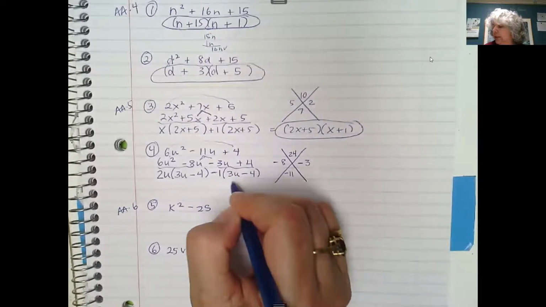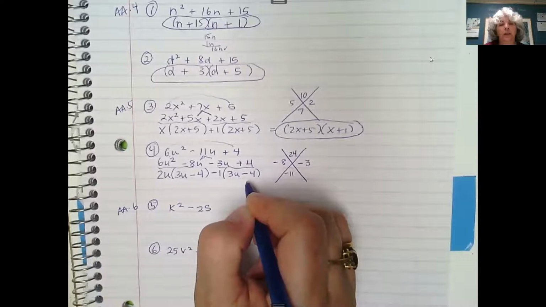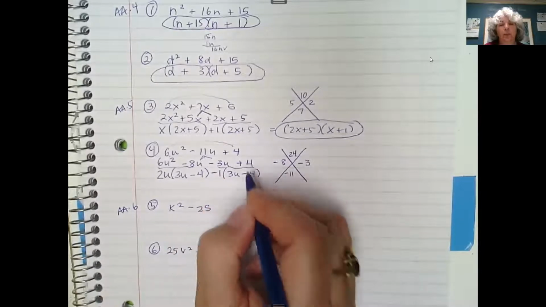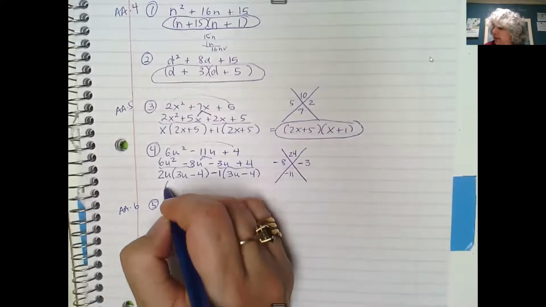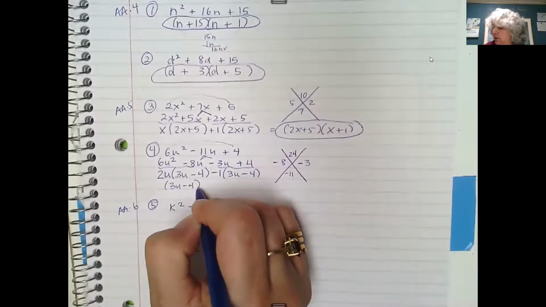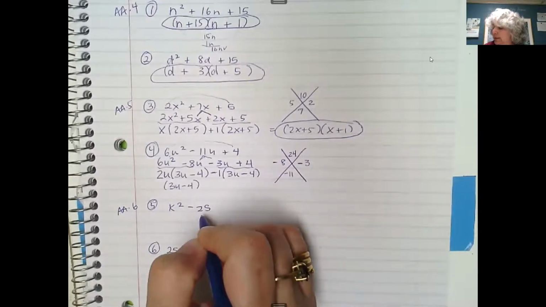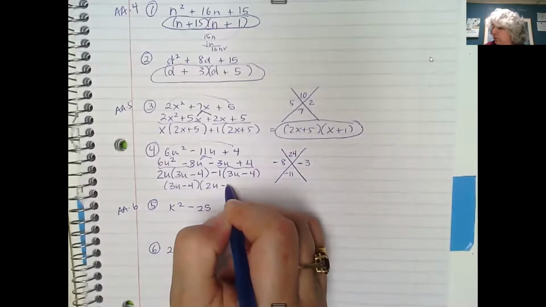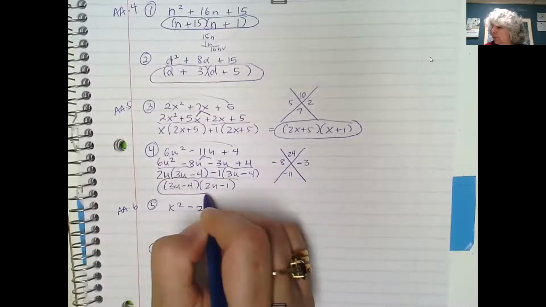Because I'm factoring out a negative, I have to multiply back in a negative in order to get this to be a +4. Notice then I have 3u minus 4, which is common to both of those pieces, and that leaves me with 2u minus 1. So those are my factors.